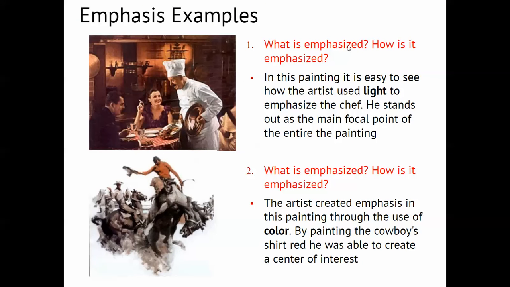Okay, so write the stuff down in red. Okay, what is emphasized in this picture and how? And what is emphasized in this picture and how? Write that down in your notes. So different people are going to see different things. In this one, I'm going to say that the chef is emphasized. Number 1, he's in the PowerPoint. Number 2, he's very light and bright and everything else is muted. In this one, the cowboy is emphasized because everything else is kind of gray tones and he has an orange shirt.